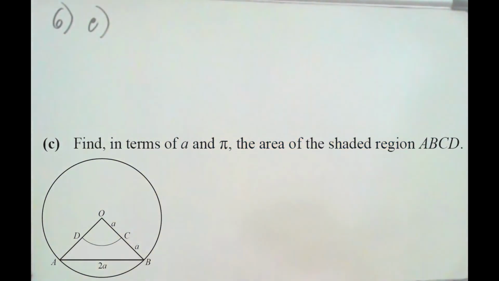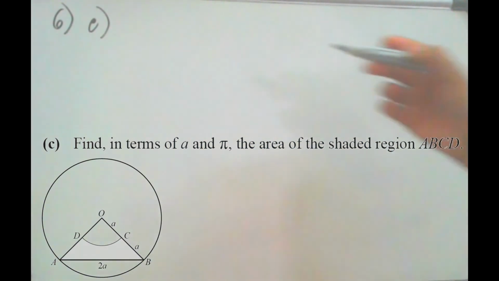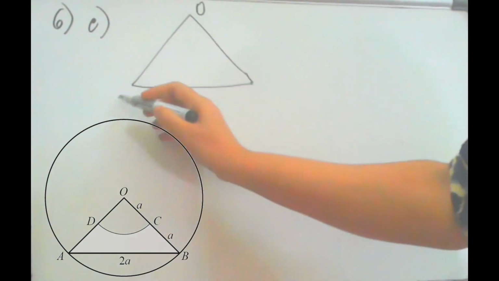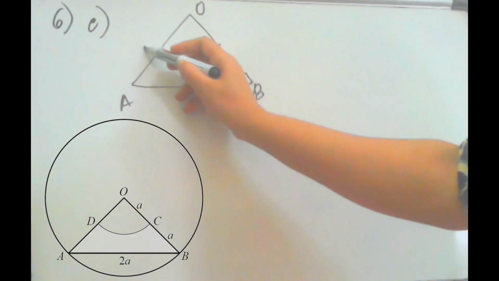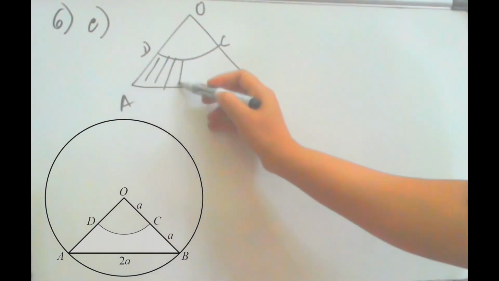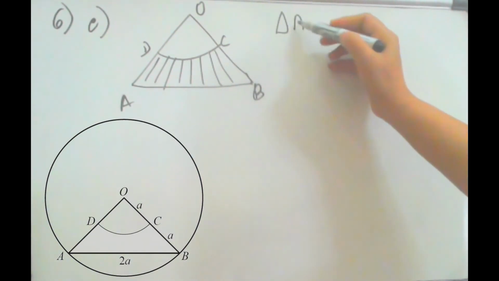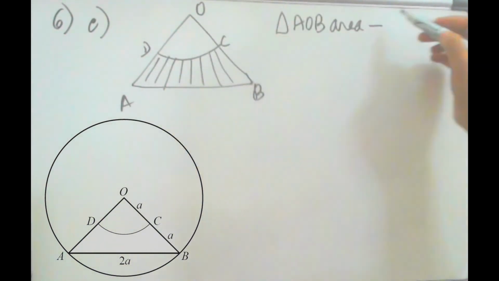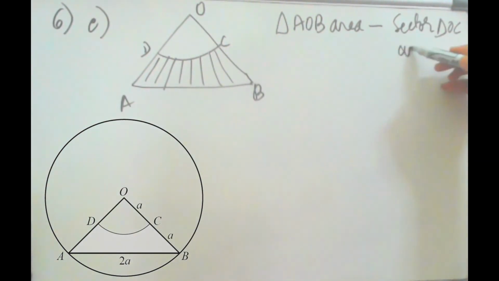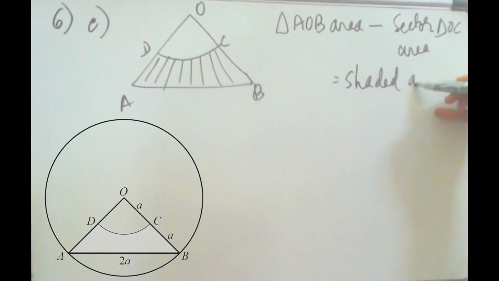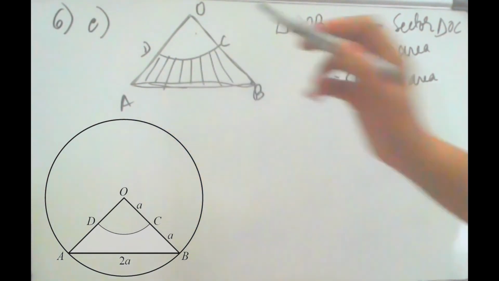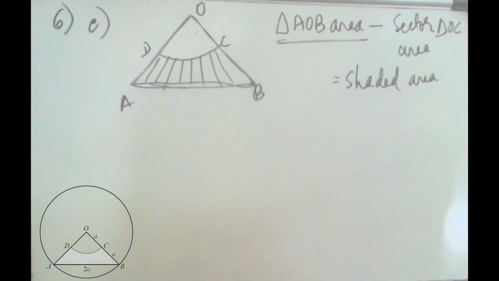6C. Find in terms of a and pi the area of the shaded region ABCD. Okay, so the area of the shaded region we get, so this is O, this is A, B and D and C. So to get this shaded area, we have to get the triangle AOB area first, the entire triangle AOB area, and from there if you subtract the sector area, sector DOC area, we get shaded area. Okay, so I'm just repeating, from this entire big triangle area, you remove this white area, we get this shaded area. Let us calculate the areas one by one.